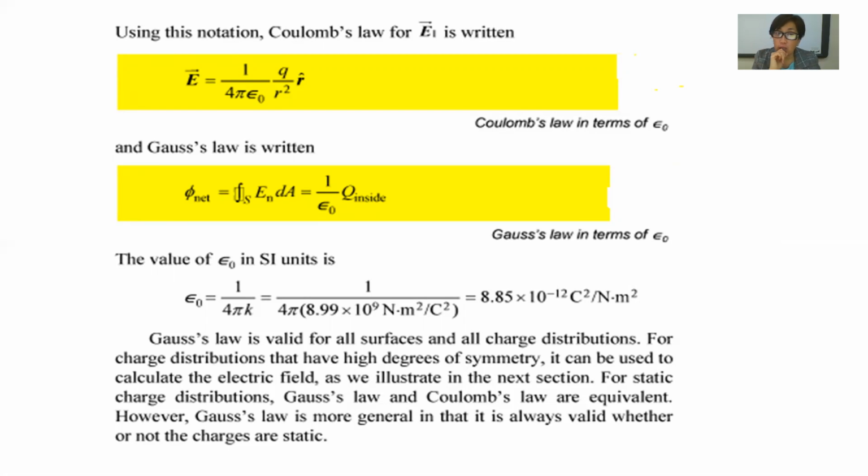And Gauss's law is written for a closed surface: the electrical field multiplied by the area equals the final formula, the inside electrical charge divided by epsilon 0. This is Gauss's law in terms of epsilon 0.